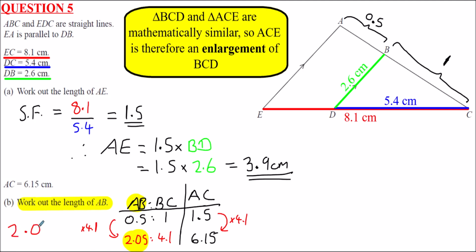I'll do this in a black colour instead. So AB is 2.05 cm.